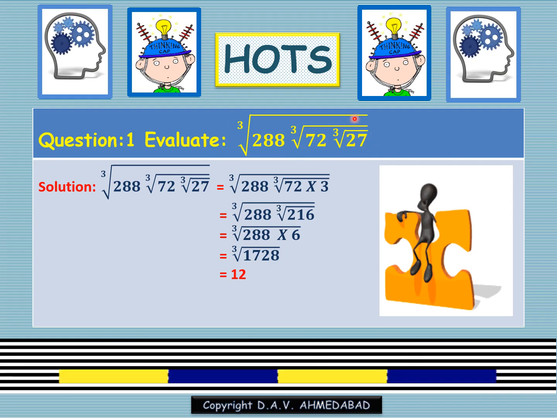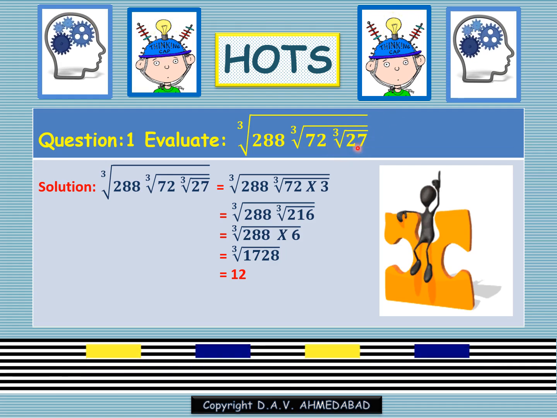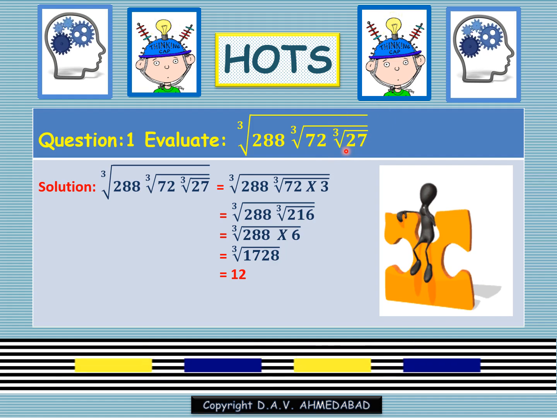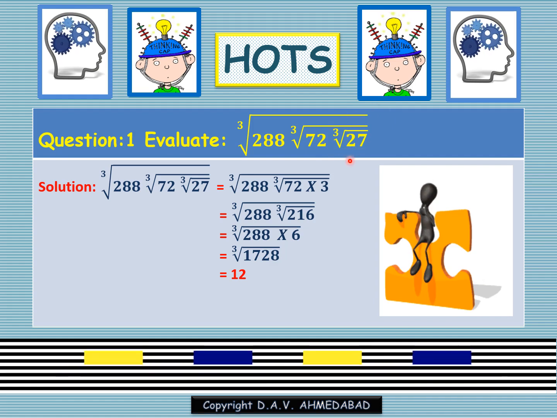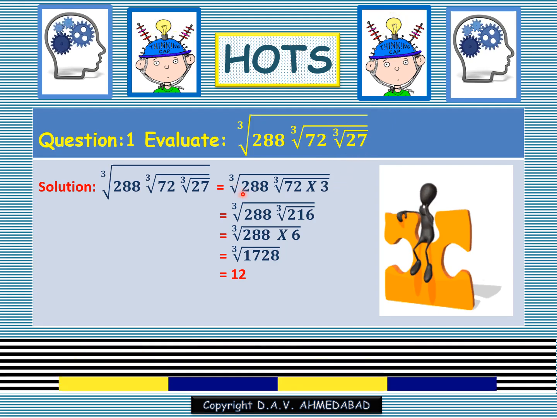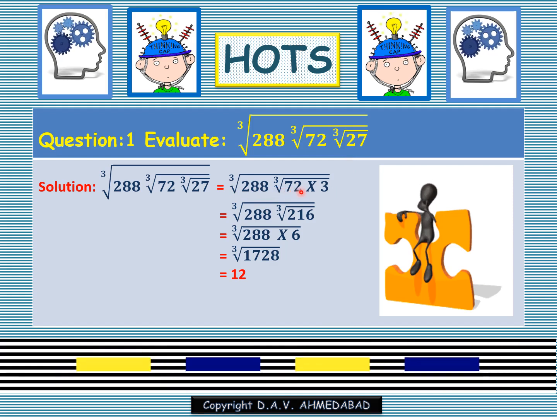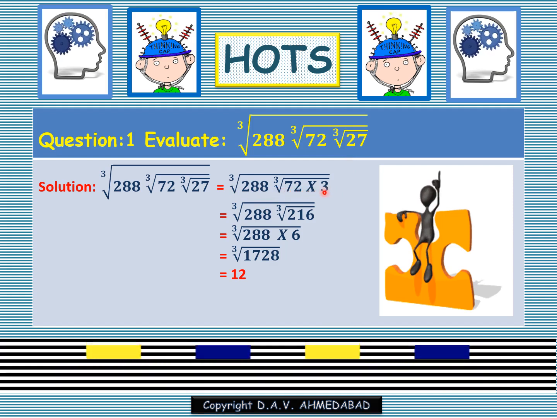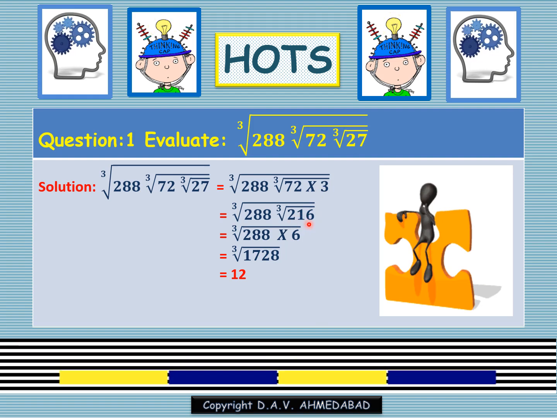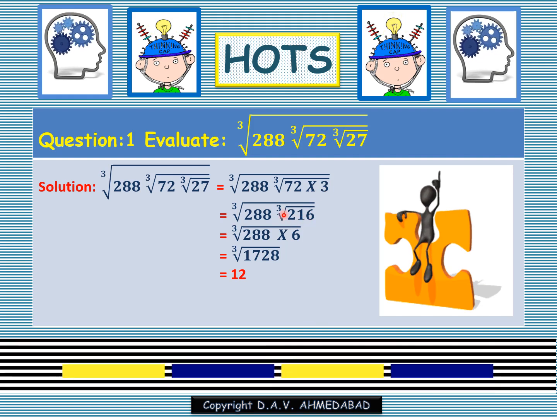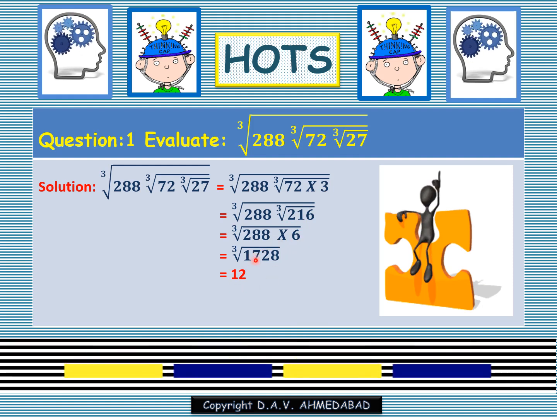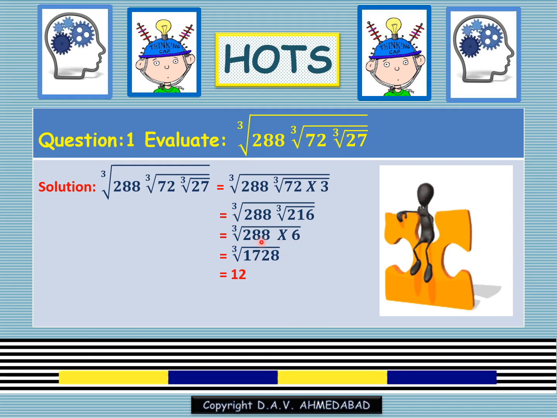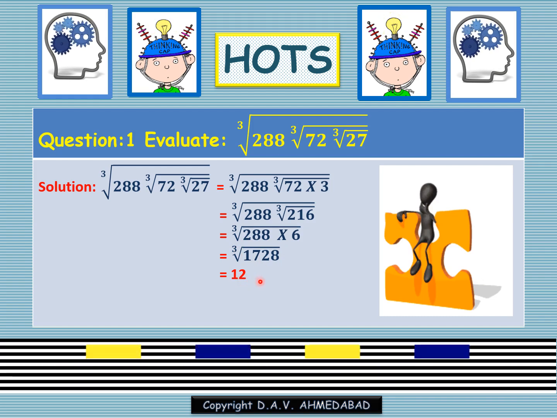Children, in these questions, we always start from the last. Here, we will start with cube root of 27. So, cube root of 27 is 3. So, we are having cube root of 288 into cube root of 72 into 3. Now, 72 into 3 is 216 and cube root of 216 is 6. Now 6 into 288 is 1728 and cube root of 1728 is 12.